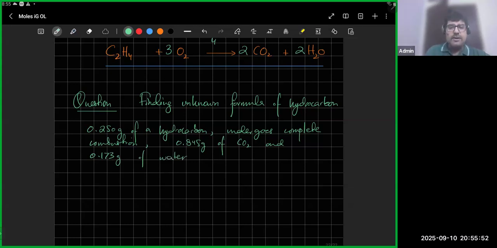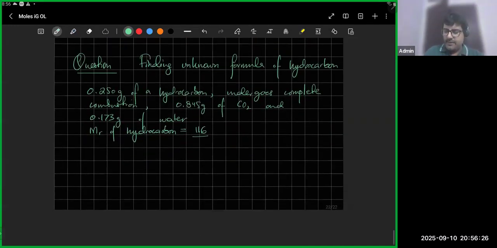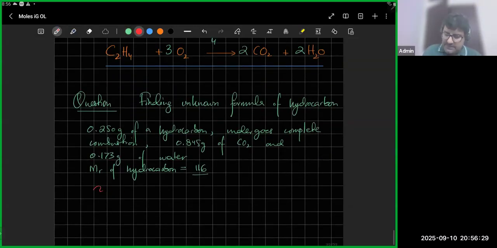Now they've also given the Mr of the hydrocarbon. The molar mass, or the Mr, of the hydrocarbon is known, and that has a value of 116. So that's given to us as well. Now we're going to try and figure out what this unknown hydrocarbon is.